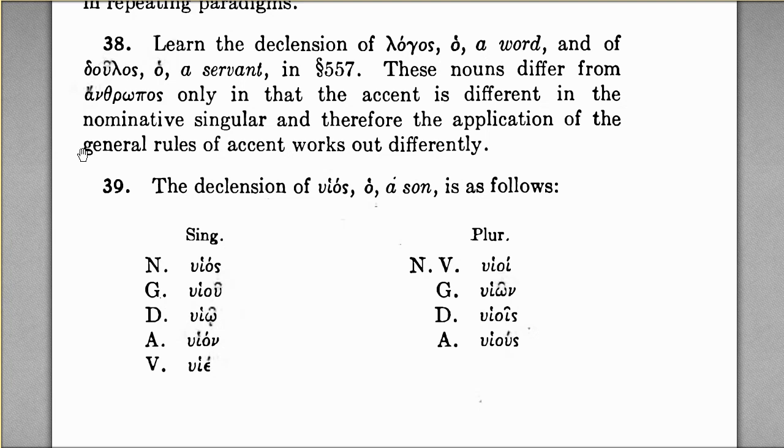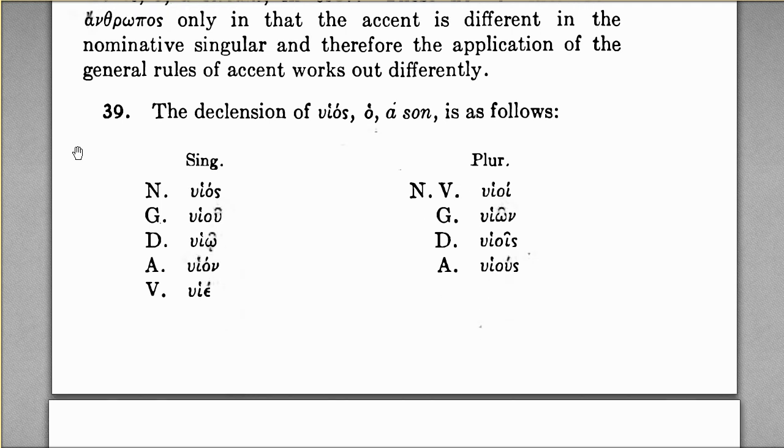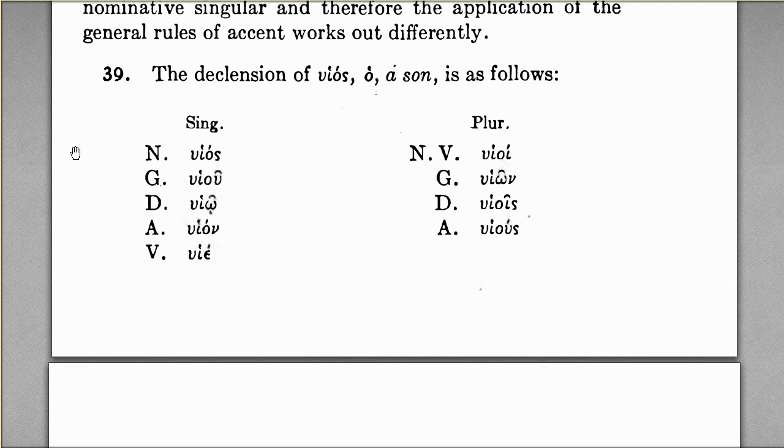So it says these nouns differ from anthropos only in that the accent is different in the nominative singular, and therefore the application of the general rules of accent works out differently. Paragraph 39. The declension of huios, a son, is as follows. Huios, nominative. Huiou, genitive. Dative is huio. Accusative is huion, and the vocative is huie.